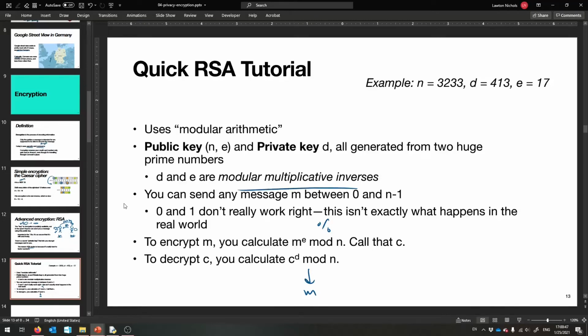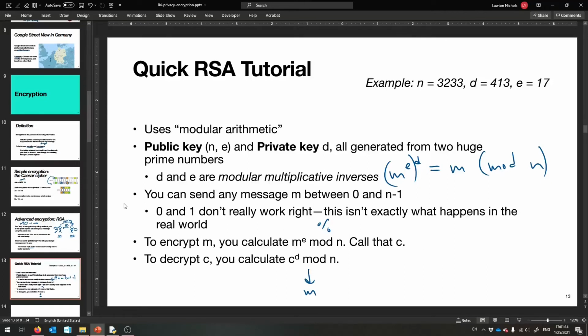Oh, and before we go, in case you're wondering what modular multiplicative inverses means, it's saying that m to the e to the d, they kind of cancel each other out. That's essentially what you're doing down here. So m to the e to the d equals m when you take remainders by n. Okay, so that's enough words.